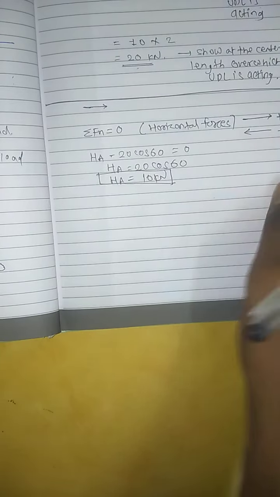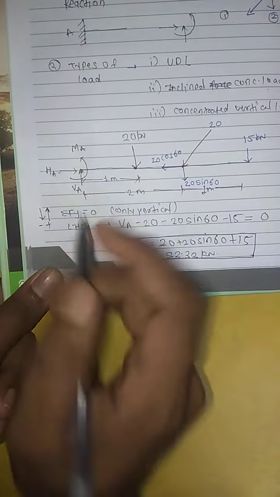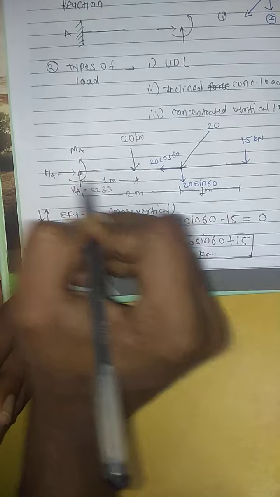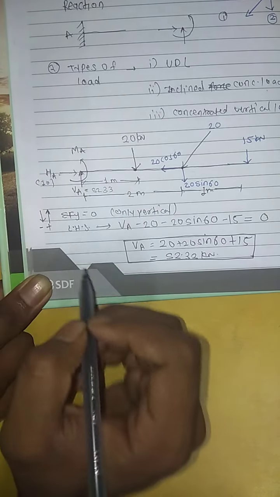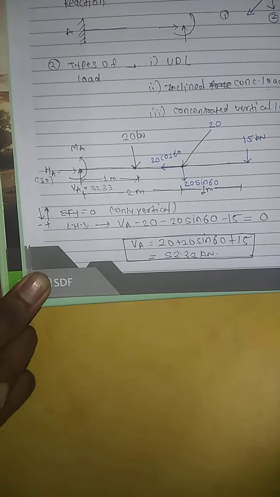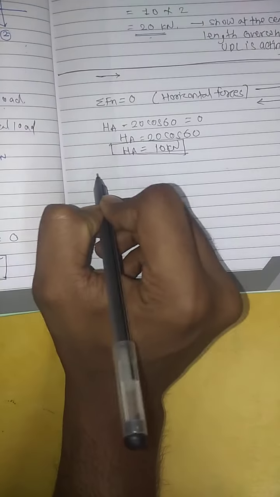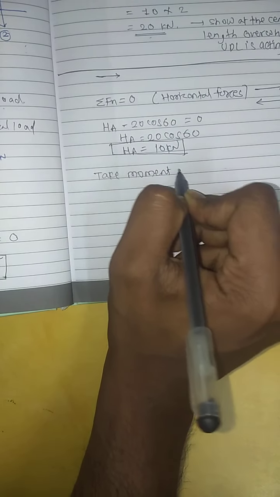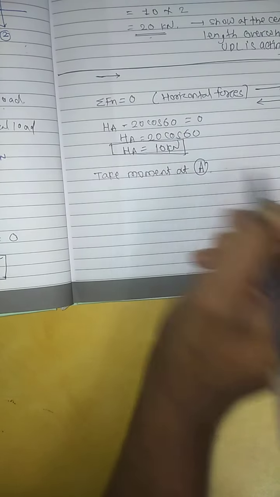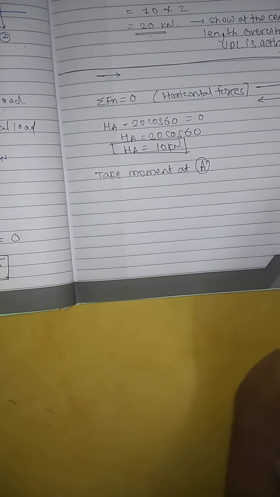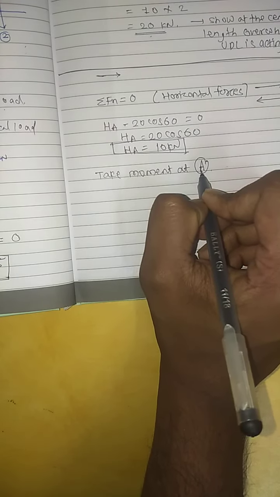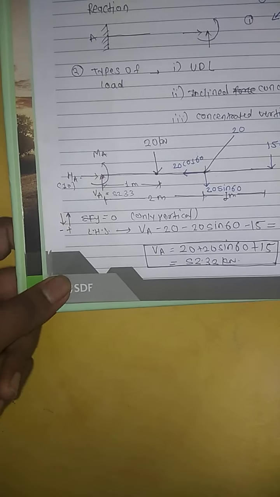Now the only remaining thing is MA. We found out VA, which is equal to 52.33. We have found out HA equal to 10 kilonewton. Only MA is remaining. So let's find out the MA. For that, take moment at point A. And the rule is if any force is passing through the point A, then its moment will become 0. So we don't have to consider that force.